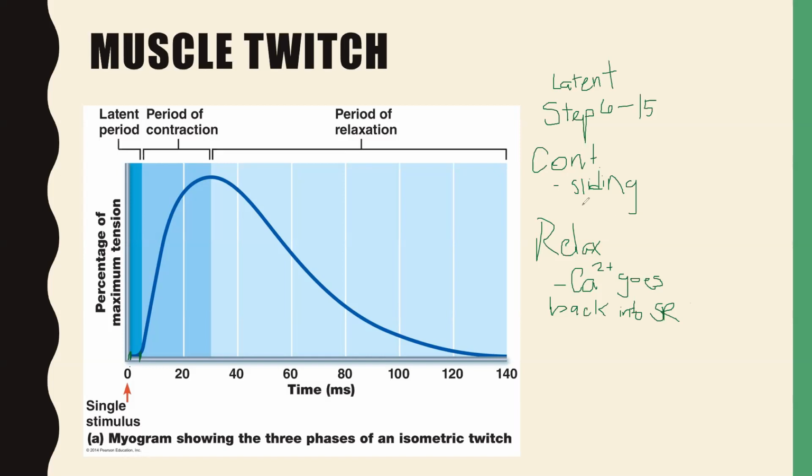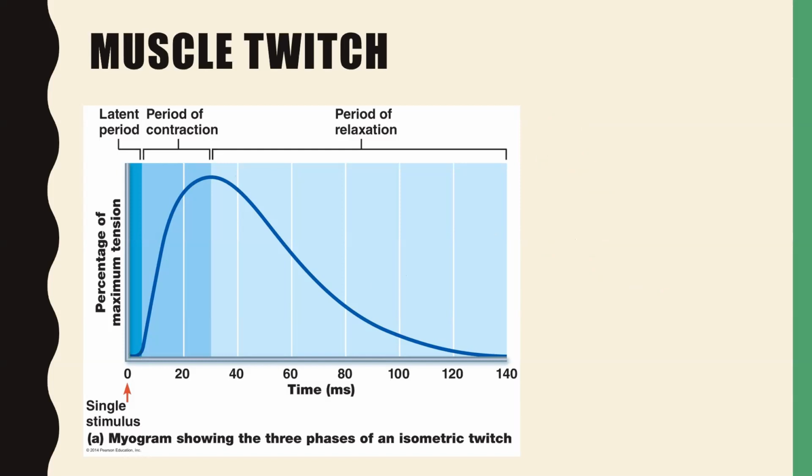Okay. So those are the 3 steps of muscle twitch: the latent period, period of contraction, period of relaxation. So the latent period, no force production because we're going through steps 6 through 15. But force production will happen when we have sliding filaments. And so that's what's going on to here. And then now we have calcium being pumped back into the SR, and then the tropomyosin goes back into place, and then actin and myosin can't bind with one another anymore.